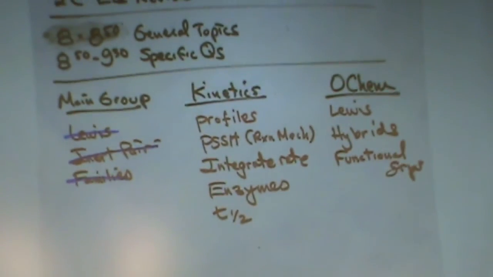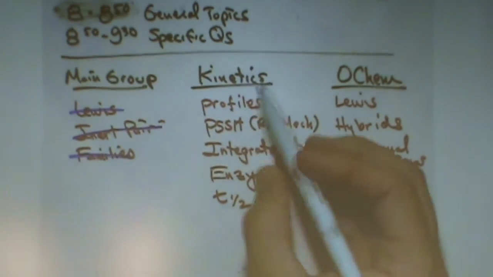To kinetics. Profiles. Let's start there. So a reaction profile. What's a reaction profile? That's where we draw something like this. Okay, so we have the reaction coordinate. This is the energy here, or the potential energy, and this is the reaction coordinate. They're labeled differently at different places.